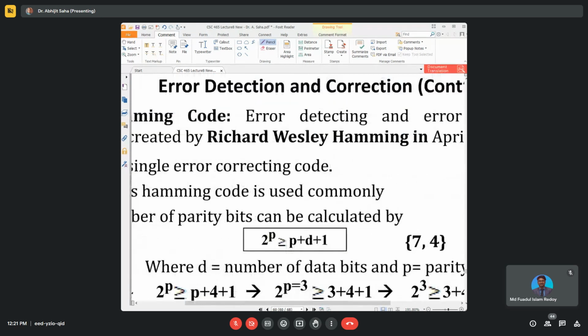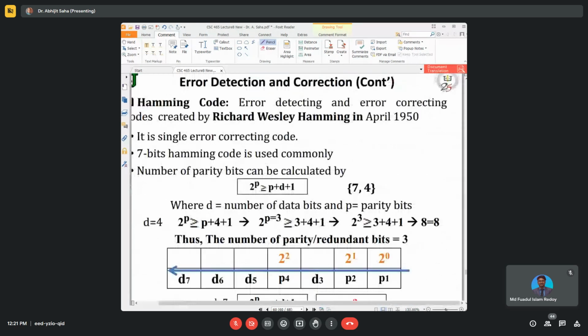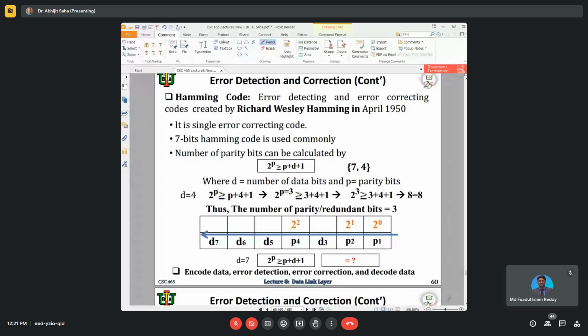So now come to the Hamming code that we are going to be discussing. This is a different technique from the parity bit. This is also for single bit error detection and correction. Hamming code is for error detecting and error correcting codes, created by Richard Wesley Hamming. That is the person's name, and with that it has been named the Hamming code. It was created by him in April 1950.